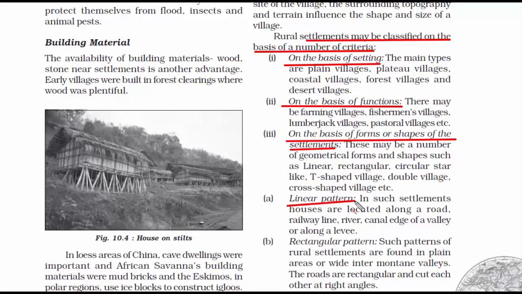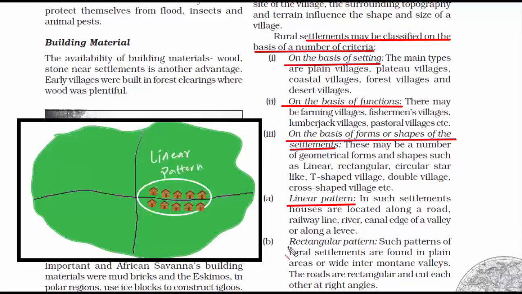The first one is linear pattern. By linear we mean a straight line. Here the houses are located along a straight road, a railway line, river, or a canal. So from the top it will look like a long straight line of houses. So this is called linear pattern.